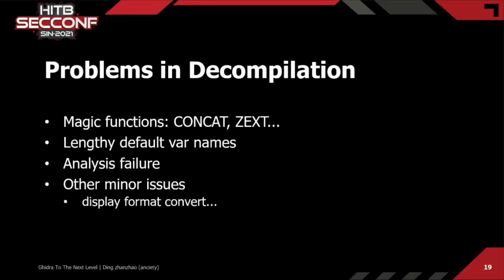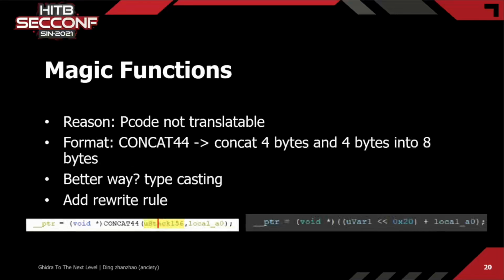First thing to ask is, what should be done to improve the decompiler? To balance between implementation difficulty and benefit during real-world reversing, we have selected some goals as the first step. Those include the appearance of magic functions such as concat or ext, the lengthy default variable names, the analysis failure, and more minor problems.